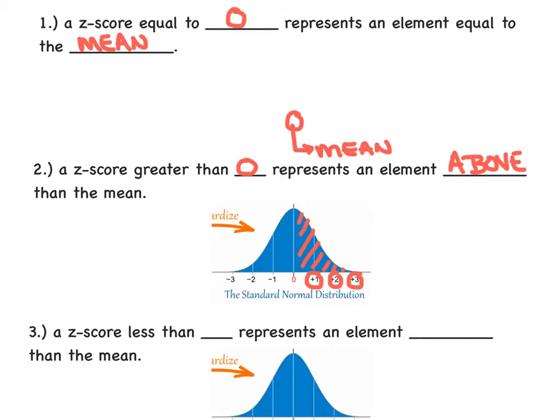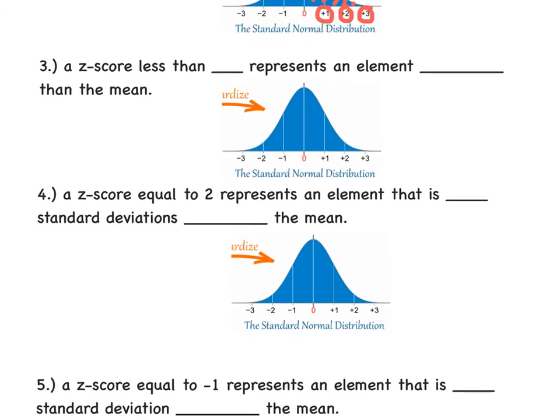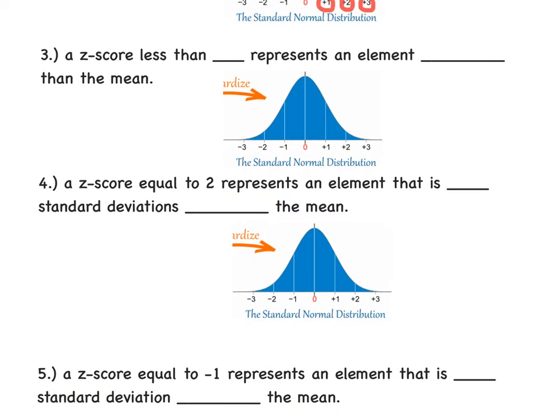Now compare that to this next one, which I think is just the opposite. If we said we have a z-score that's less than 0, well, that represents an element that is less than the mean, or we could just say below the mean. So here's -1, here's -2, here's -3. Those are all z-scores less than 0. So any data element that falls on this side of the mean is said to be below the mean.